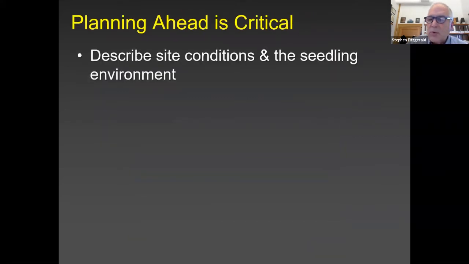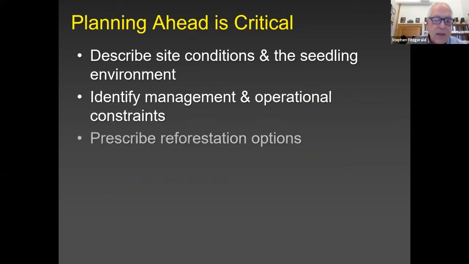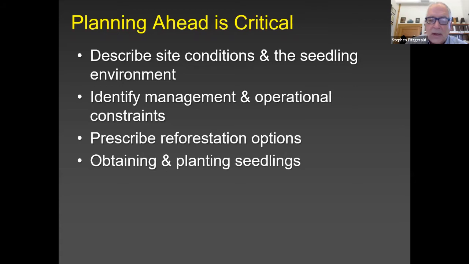So some of this pre-planning is important. We're going to talk about how you assess the site conditions and the seedling environment. What will the seedlings experience when you plant them on your site? And look at management and operational constraints that you might have on your property. And come up with some way to prescribe what your reforestation options are going to be, whether it's planting a mix of species, maybe augmenting that to encourage natural regeneration, and of course, obtaining seedlings and then getting them planted.